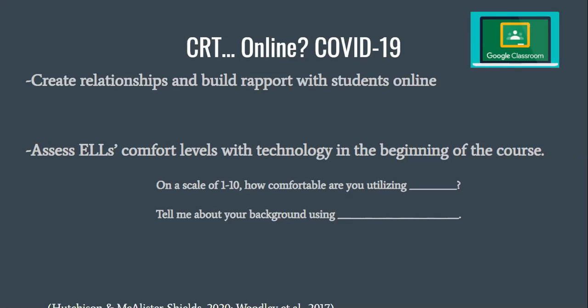Create relationships and rapport with students online by assessing ELs' comfort levels with technology in the beginning of the course. For example, you could write on a scale of 1 to 10, how comfortable are you utilizing Zoom? How comfortable are you utilizing Google Forms? How comfortable are you turning in a document on Google Classroom? Then you could tell them, tell me about your background using blank.